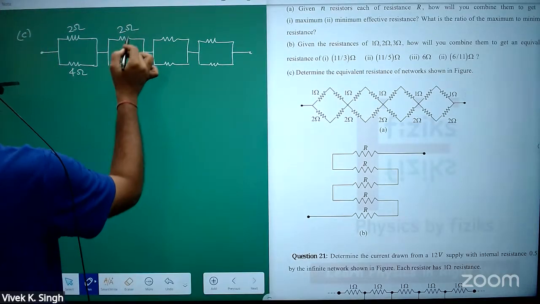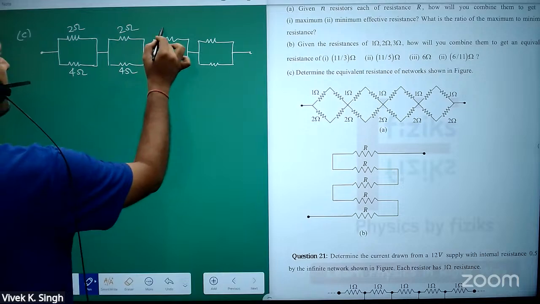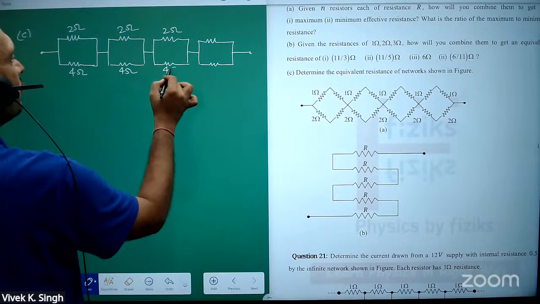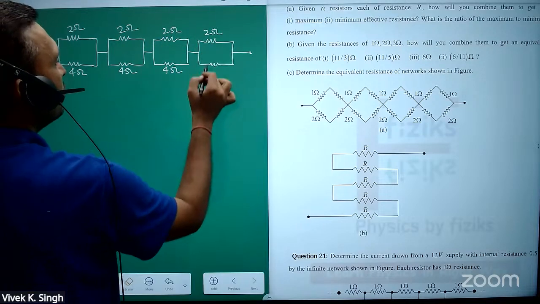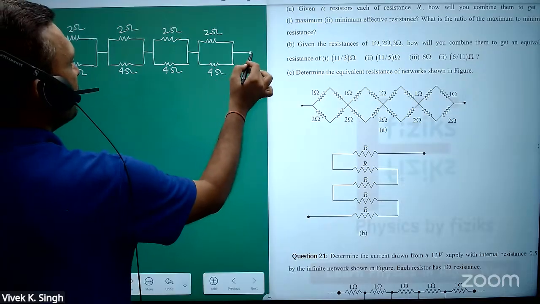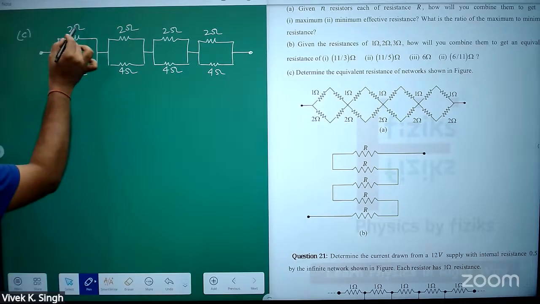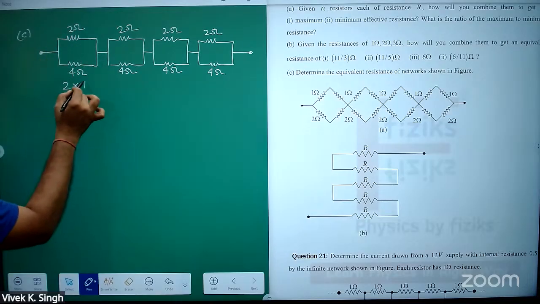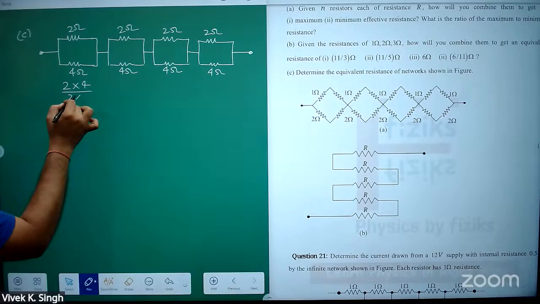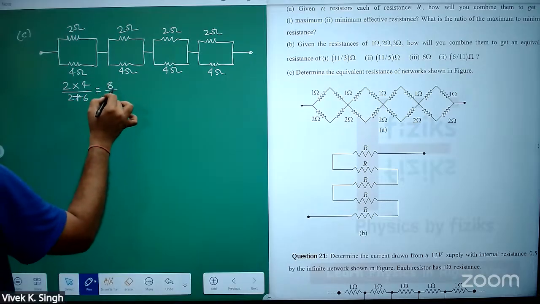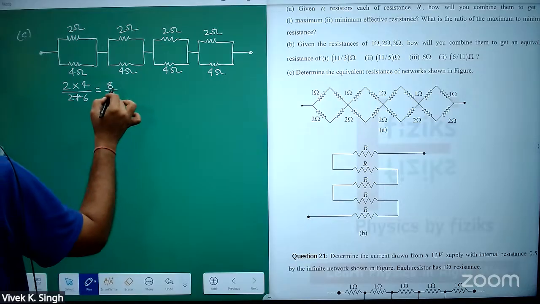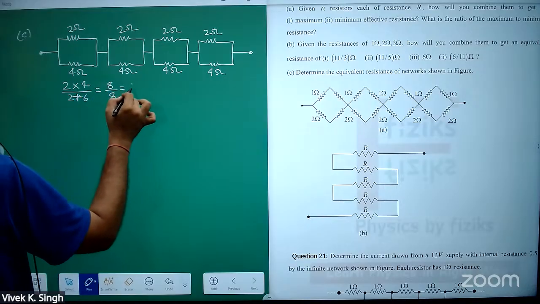This is 2 ohm, 4 ohm, 2 ohm and 4 ohm. So what will be equivalent between these 2 points? These two are in parallel. So this equivalent resistance is 2 into 4 by 2 plus 4, 6. So 8 by 8, 16, 8, this will be 1 ohm.